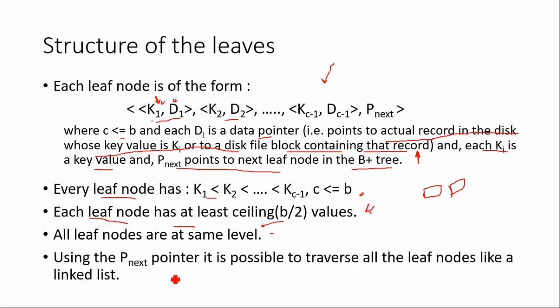And using the P next pointer, it is possible to traverse all the leaf nodes like a linked list. We have talked about how all leaf nodes contain a P next pointer which points to the next. Now in case of a linked list, the last node refers to null, so on the whole P next helps us to access all the leaves. The main thing is that you don't have to access any parent node for accessing the leaf nodes.